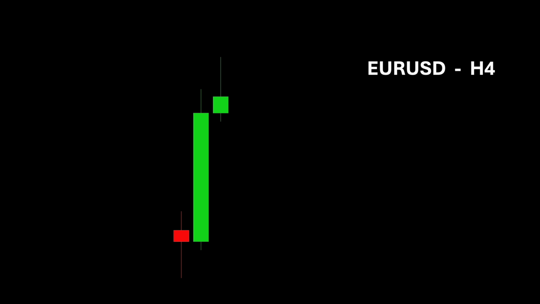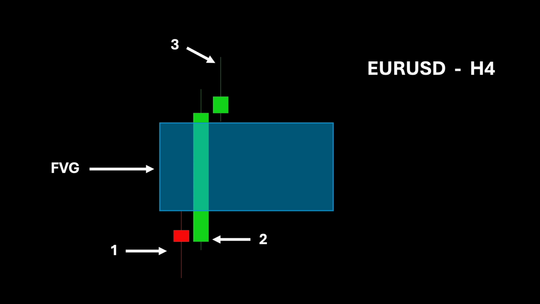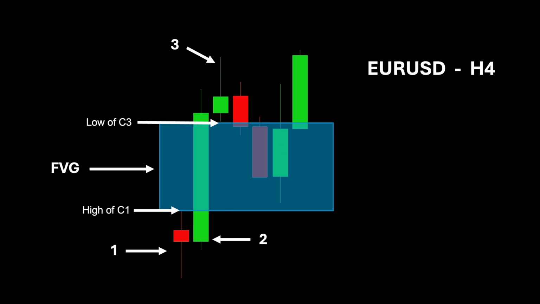Real example on EU on the 4-hour time frame. You can see the 3 candles numbered 1, 2, and 3 that created the bullish fair value gap, the blue zone between the high of candle 1 and the low of candle 3. Price pulled back right into the fair value gap and reversed upward. Clean reaction, precise level. That precision is what makes the fair value gap so powerful.